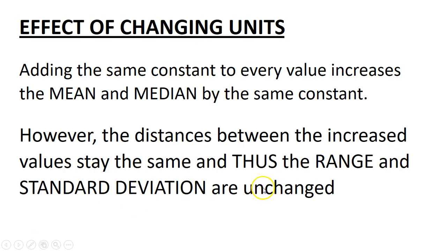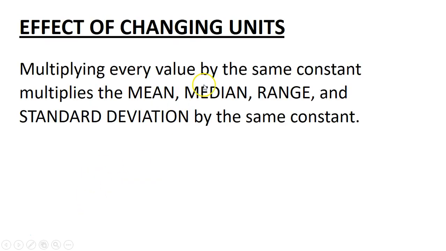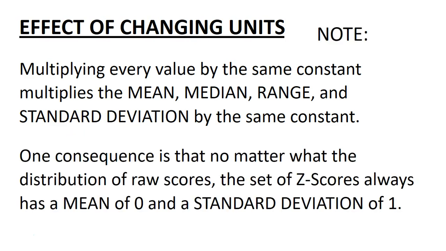All right? So the point I'm getting at is that when you're adding a constant to all the values, it will change your mean and your median, but it will not change the standard deviation at all. That will stay the same, as well as the range. Multiplying every value by the same constant multiplies the mean, the median, the range, and the standard deviation by that constant. So keep that in mind. If you are multiplying, it will change the standard deviation. It changes all of those values by the same factor.